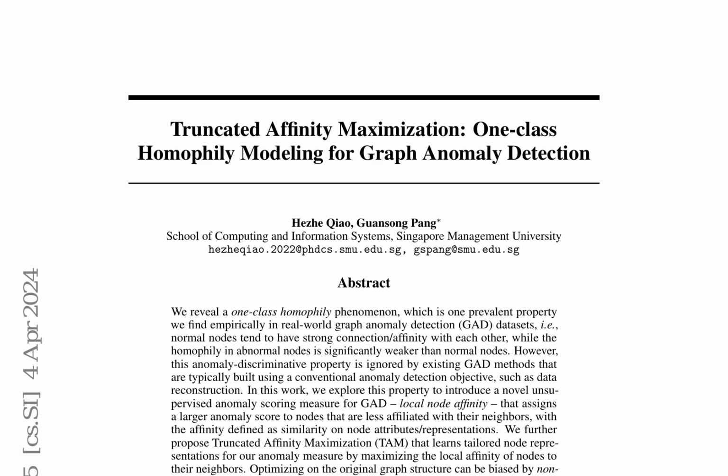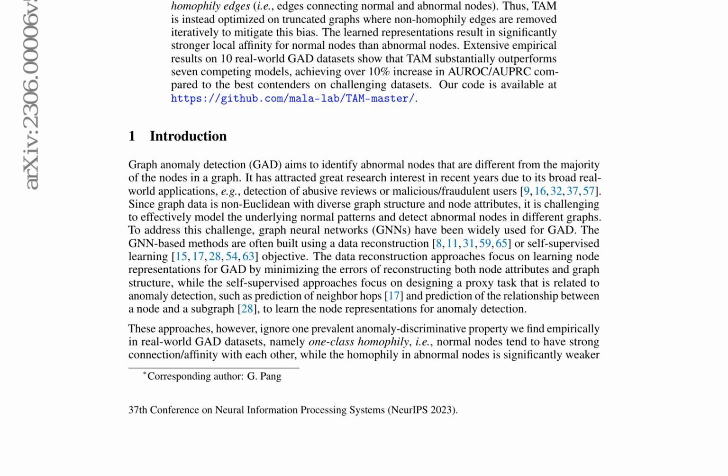The authors proposed Truncated Affinity Maximization, TAM, an unsupervised anomaly scoring measure that focuses on local node affinity. This method learns tailored node representations by maximizing the affinity of nodes to their neighbors, excluding non-homophily edges to mitigate bias. The results on 10 real-world datasets show a significant improvement over competing models, achieving over 10% increase in AUROC and AUPRC. This approach has the potential to revolutionize graph anomaly detection by effectively modeling normal patterns and detecting anomalies.